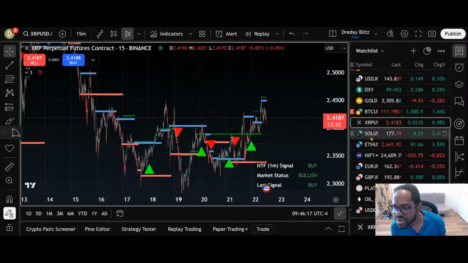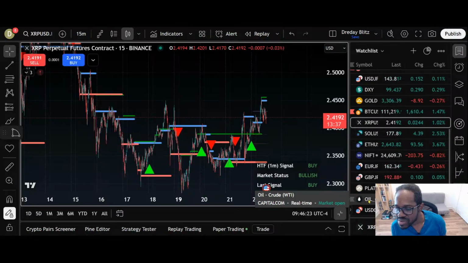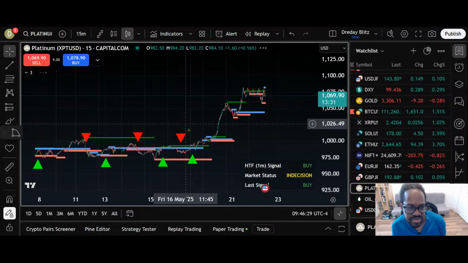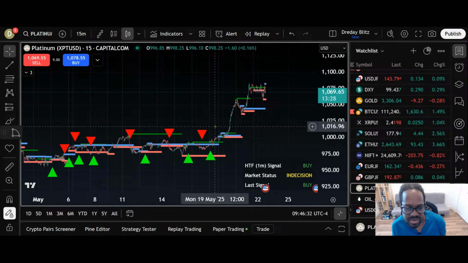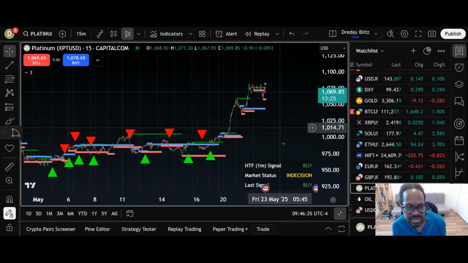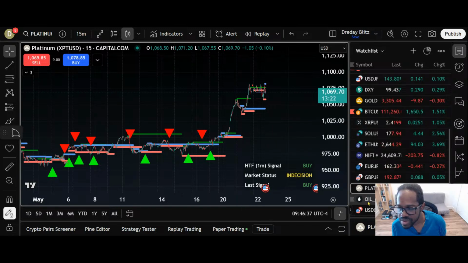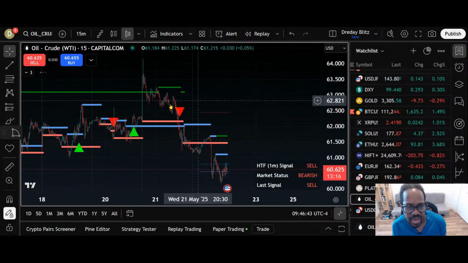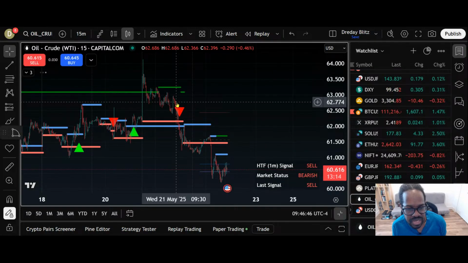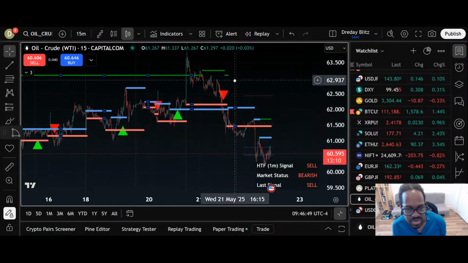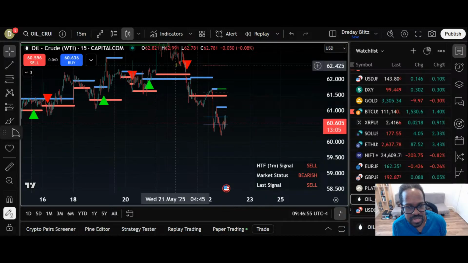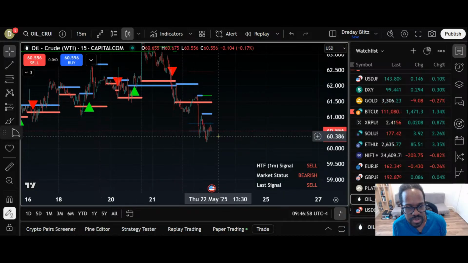I'm waiting for continuation in the upside here for XRP. I'm just gonna look at the platinum. Platinum is going up here since Monday. That's perfect. And crude oil, I know that we had some crude oil news yesterday in regards to the inventory. And since then, it was going down. Yesterday's news for the inventory here dropped the market. So that was a sell setup here on crude oil.